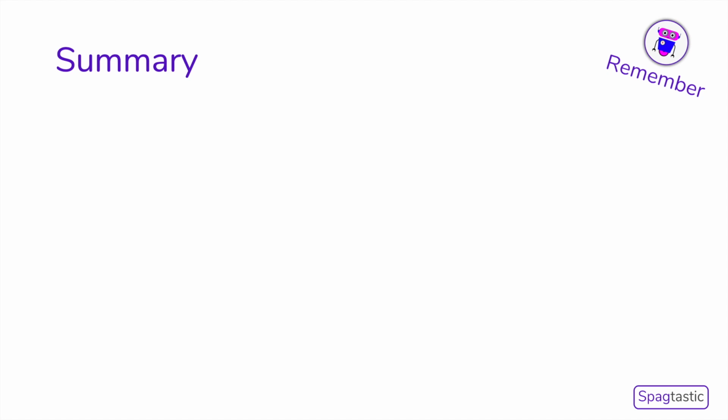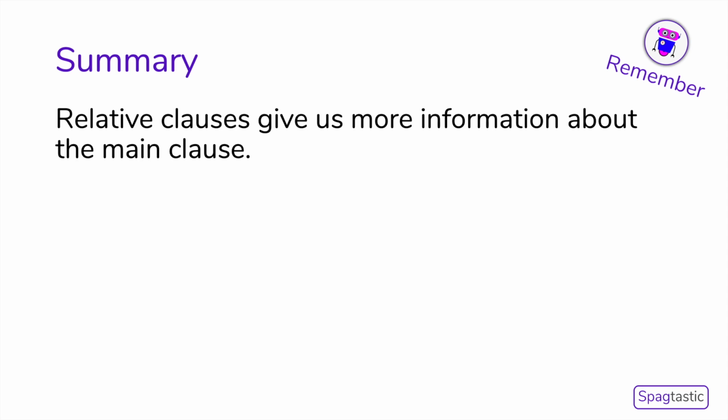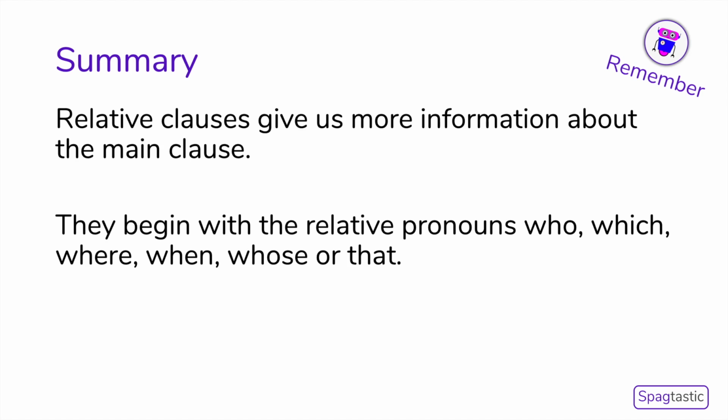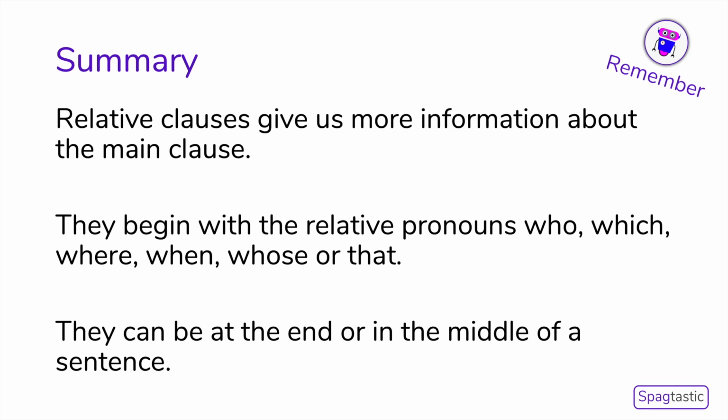Here is a summary of our learning about relative clauses. Relative clauses give us more information about the main clause in a sentence. They begin with the relative pronouns who, which, where, when, whose, or that. And they can be at the end or in the middle of a sentence. They help us to improve our writing.